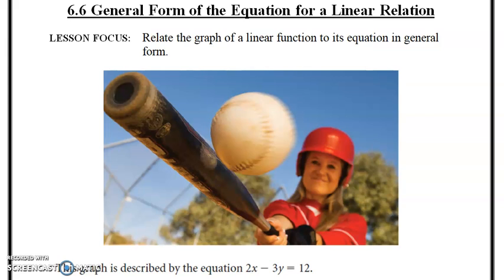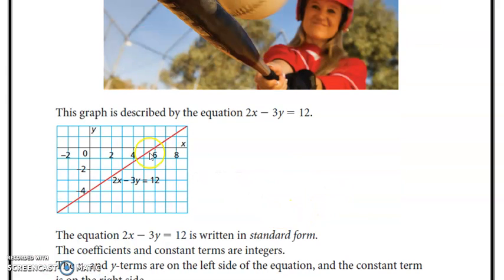Hello everybody, welcome back. Today we're going to look at a third form of the equation of a linear relation, and this is the general form of the equation for a linear relation. So we're going to relate the graph of a linear function to its equation in general form. So the graph is described by the equation 2x minus 3y is equal to 12.